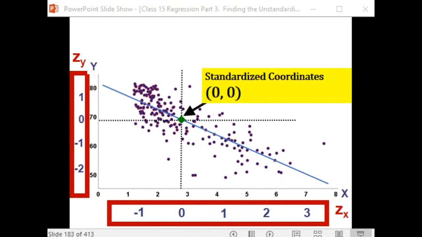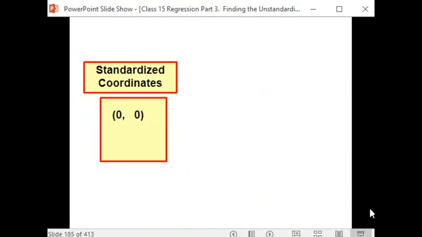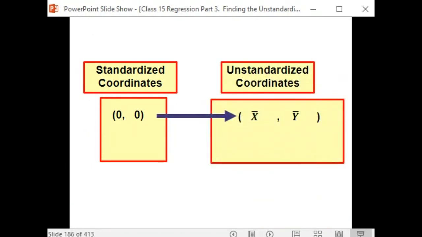The standardized coordinates of the point of averages are 0 and 0, and its unstandardized coordinates are equal to the mean of x and the mean of y. Now, here are the standardized coordinates of the point of averages, 0 and 0. And here are the unstandardized coordinates of the same point, which are the mean of x and the mean of y.